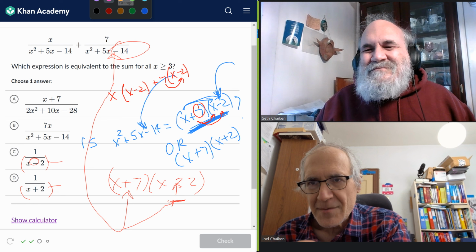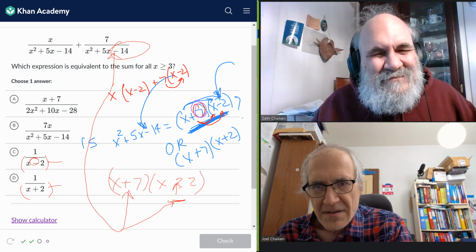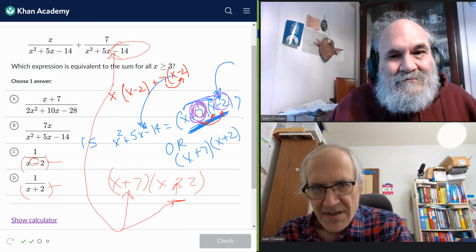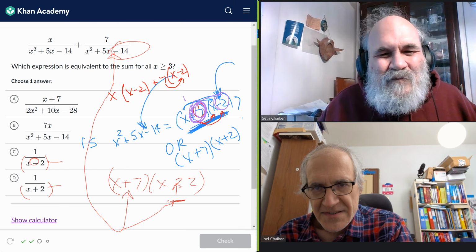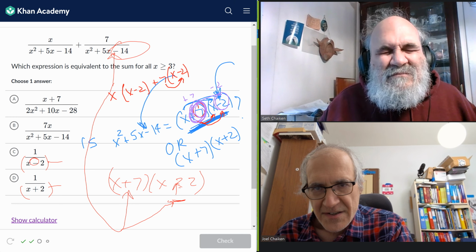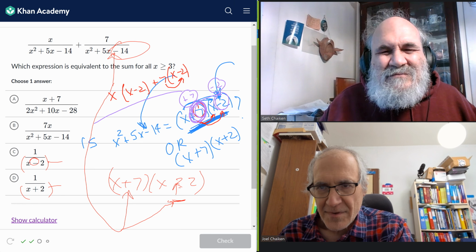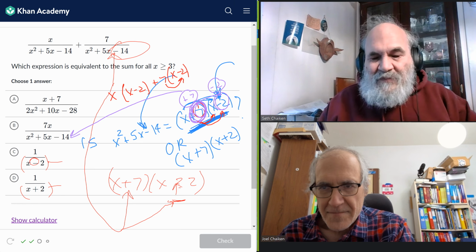This is really an important pattern to be aware of: this thing times this thing. The whole plus 7 times the whole minus 2 is going to be the last term of these things.